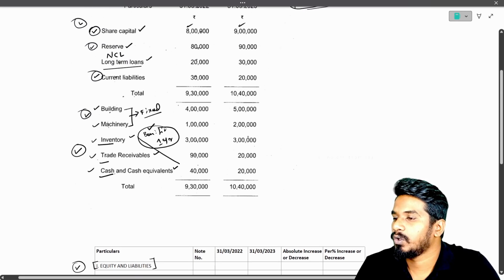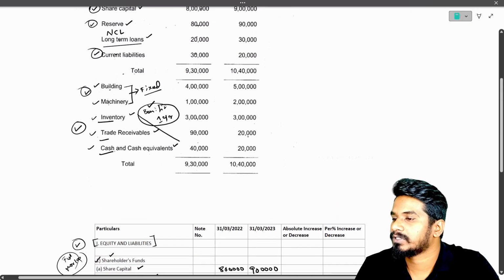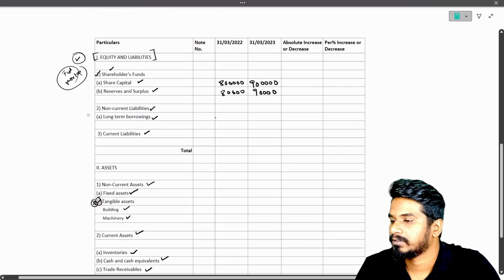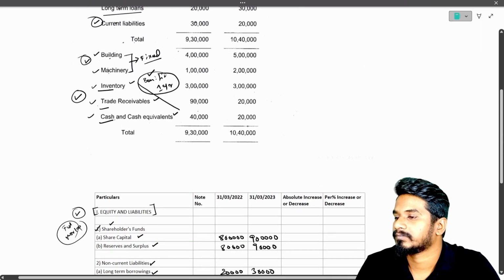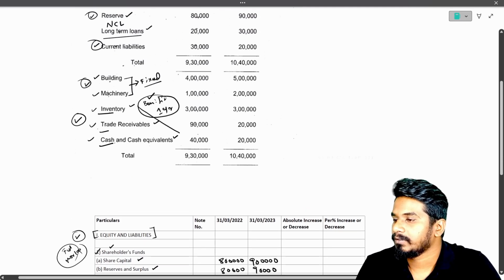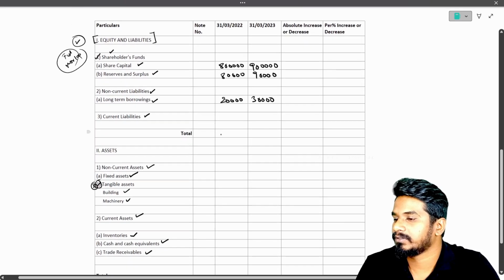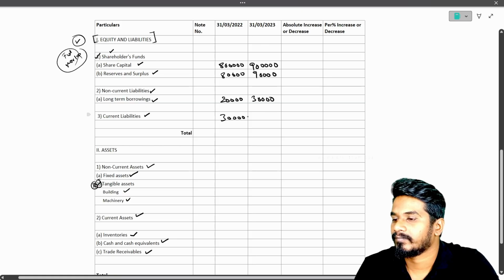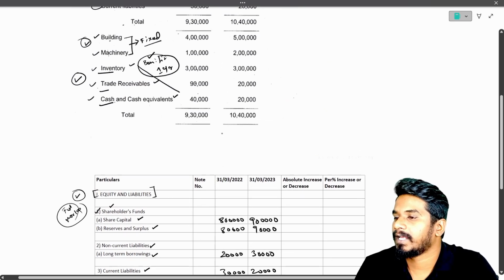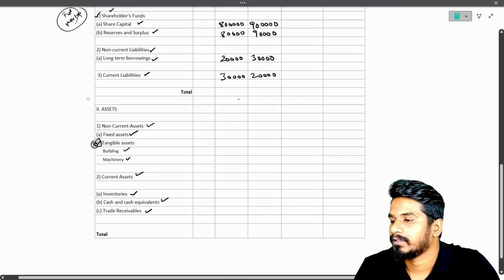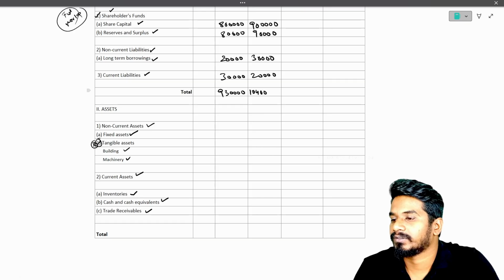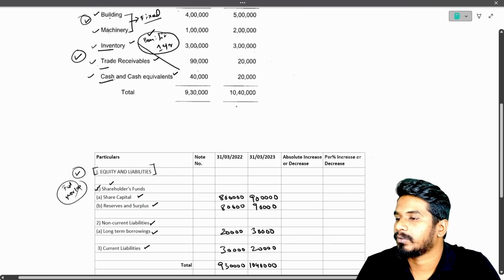Long-term loans are 20,000 and 30,000. And current liabilities are 30,000 and 20,000. Total is 9 lakh 30,000 and 10 lakh 40,000. So this is the total.